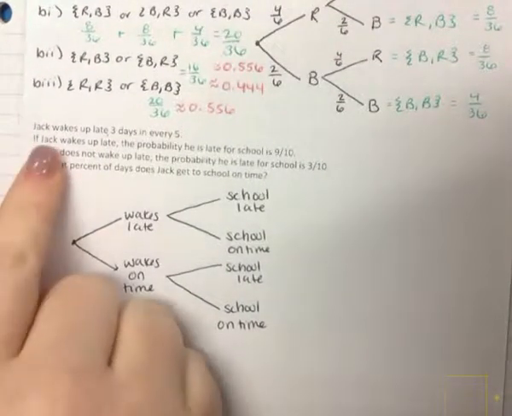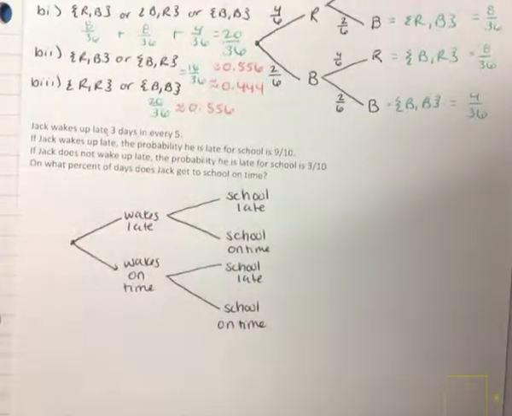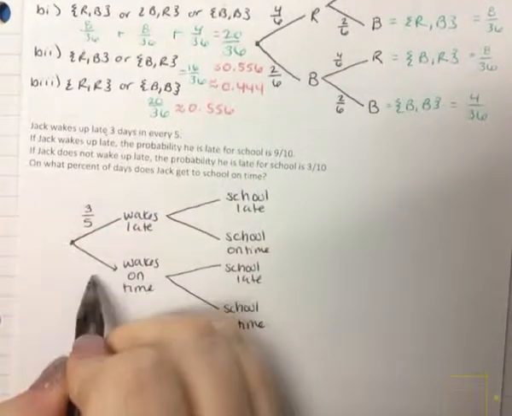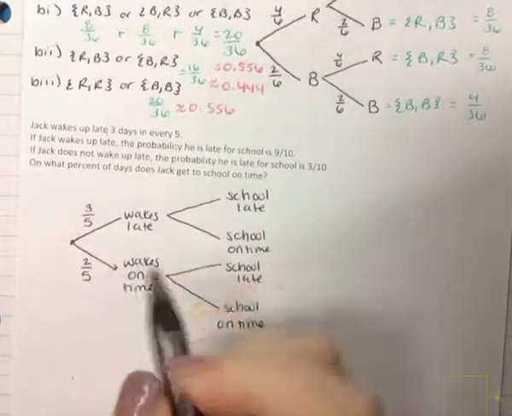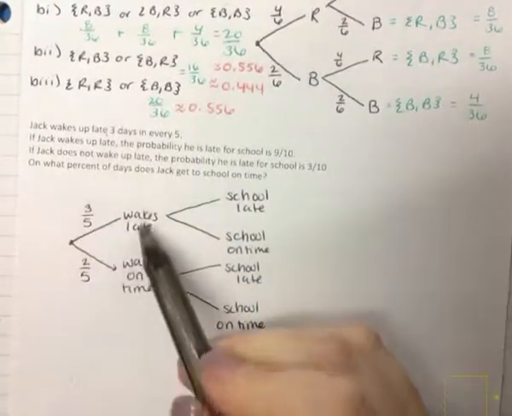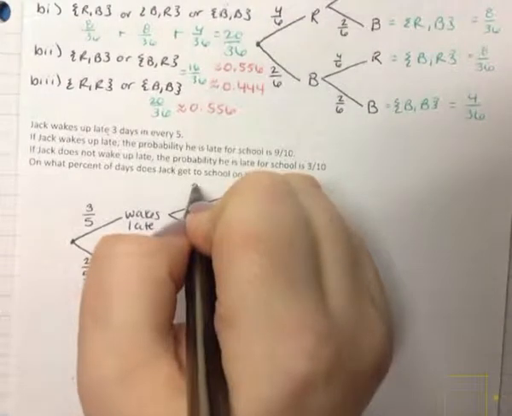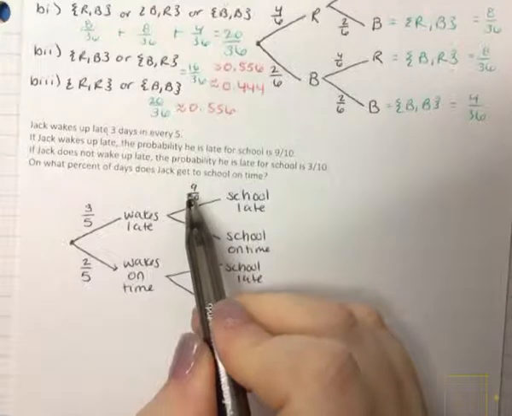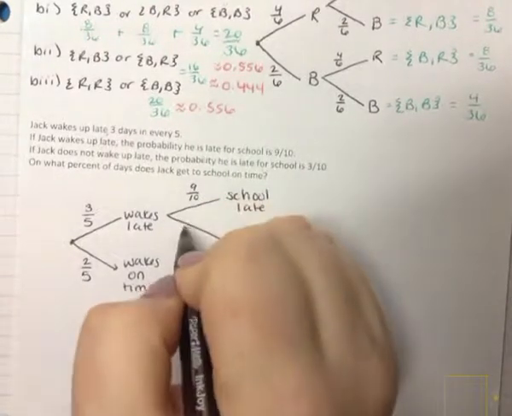So the information we're given is Jack wakes up late 3 days in every 5. So our number for him waking up late would be 3 out of 5, and therefore for him waking up on time would be 2 out of 5. The next part says if Jack wakes up late, the probability he is late for school, so this branch is 9 out of 10. So we put 9 out of 10 here. Therefore, this branch to get to school on time would have to be a 1 out of 10 because, again, each set of branches has to add up to 1. So this would be 1 out of 10.